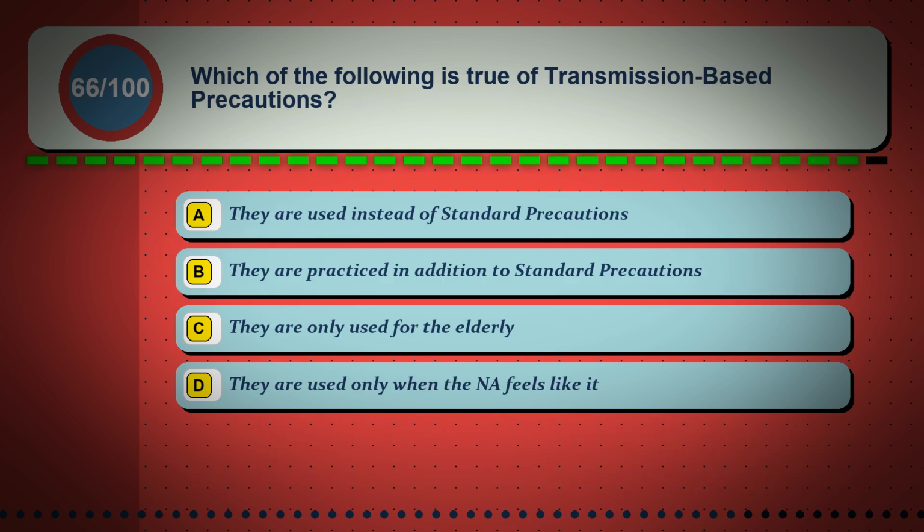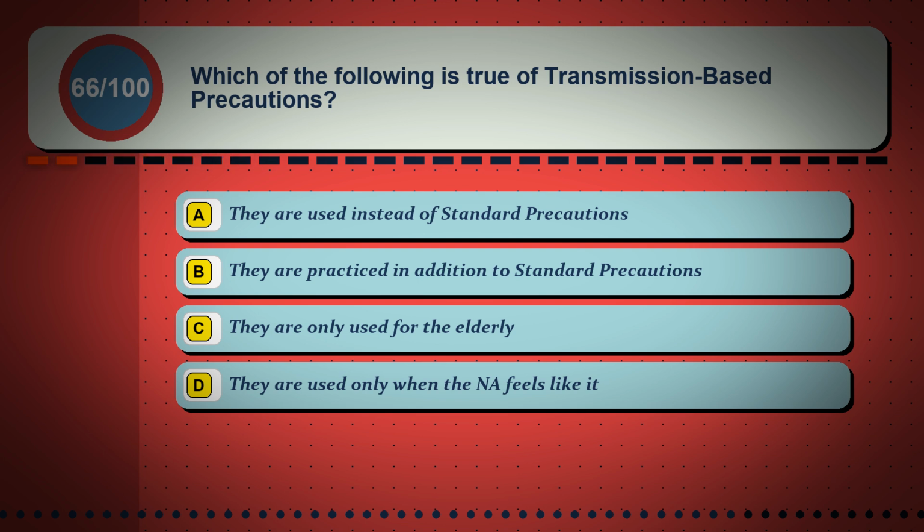Question 66. Which of the following is true of transmission-based precautions? Option A. They are used instead of standard precautions. Option B. They are practiced in addition to standard precautions. Option C. They are only used for the elderly. Option D. They are used only when the NA feels like it.